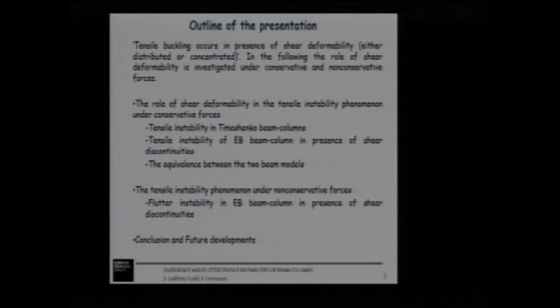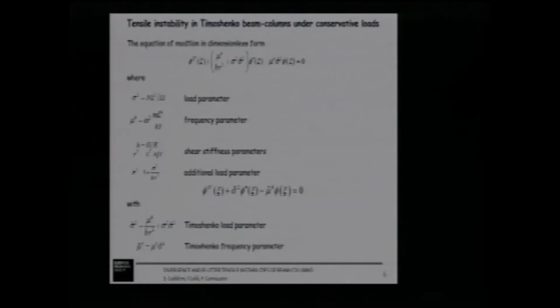That's why I will deal with two different contexts, conservative force and non-conservative forces. And for the conservative force, I will consider two different models, the uniform Timoshenko beam columns and the Euler-Bernoulli beam columns in presence of multiple internal elastic sliders. And I will show that somehow these two models can be related one to each other. And then I will move to the non-conservative context.